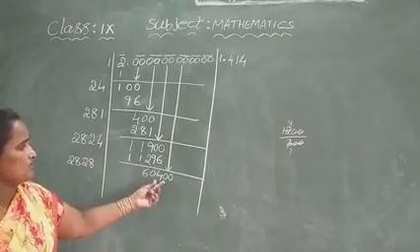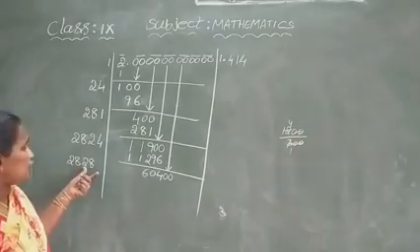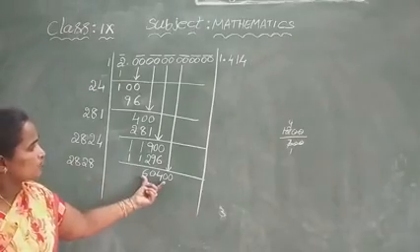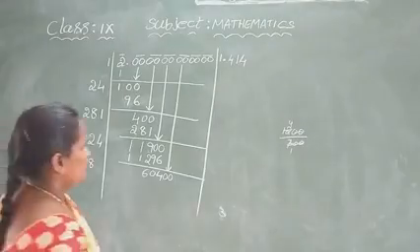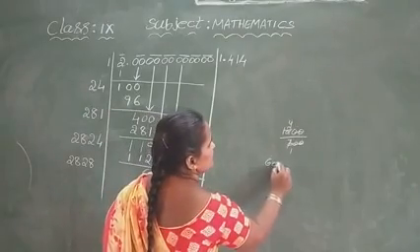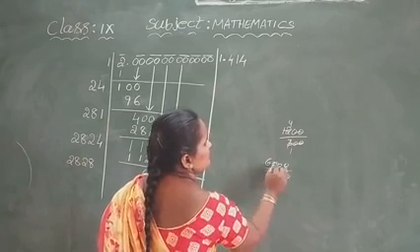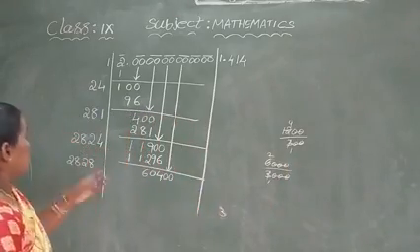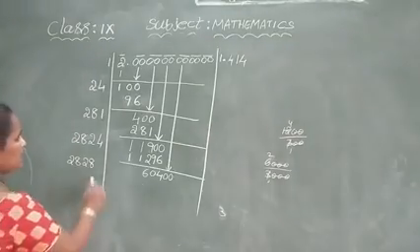2828's nearest number is 3000. 6040's nearest number is 6000. So here you take one as 6000, another as 3000. Then cancel this, 3 ones, 3 twos. Then how many times can it divide? 2 times. So you take here 2 times.